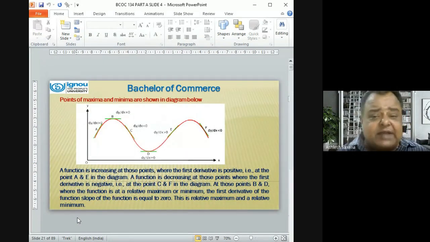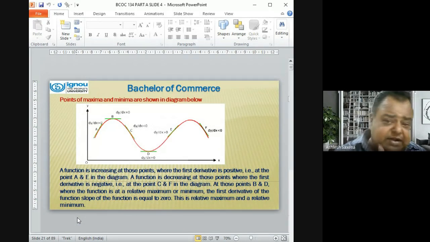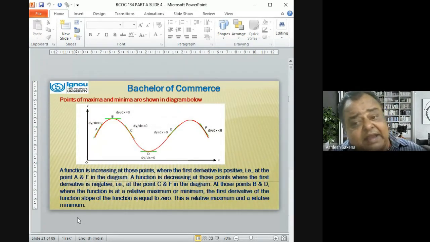Now, mathematically, what is happening? You can see over here that the green line, which is parallel to the x-axis at two places, shows the slope, that is dy by dx. At those points, dy by dx is 0 in both cases. On the left of your screen, dy by dx is greater than 0, which means it is sloping upwards. And at C, dy by dx is less than 0. Again at E, dy by dx is greater than 0, and again at F, dy by dx is less than 0.